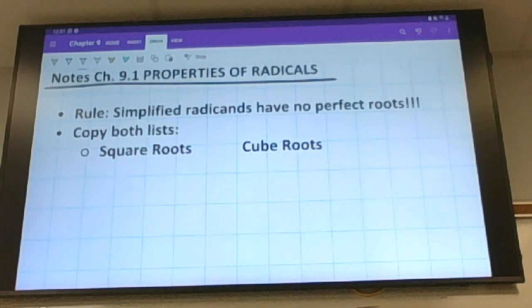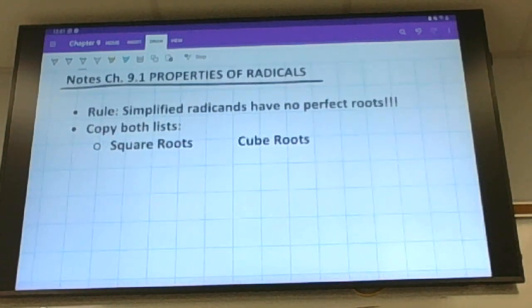All right. So we need to make a list of all the square roots and all the perfect cube roots.